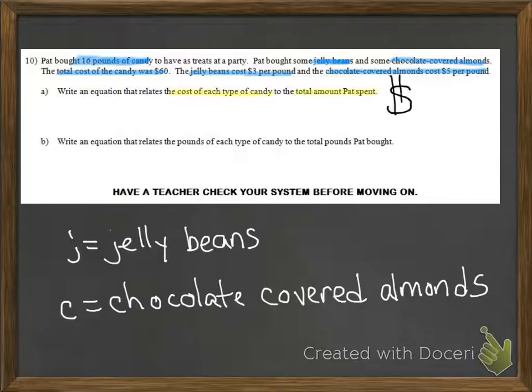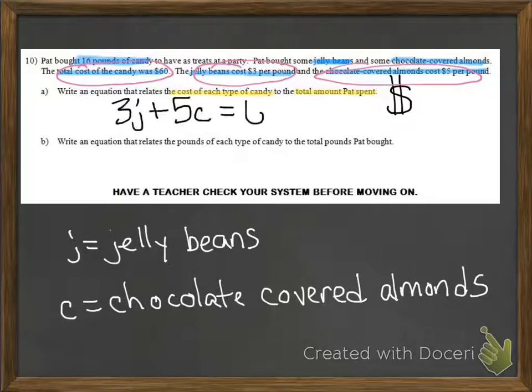In part A, they're looking for the cost of each type of candy and the total amount spent. So that's going to be our money rule, and that's going to use all the money information that I highlighted as I was reading the problem. So that's the total cost, $3 per pound, and $5 per pound. So I'm going to put all that together to write my rule. We've got $3 per pound for jelly beans, $5 per pound for chocolate-covered almonds. I add those together to get the total, and the total that we were given was $60.